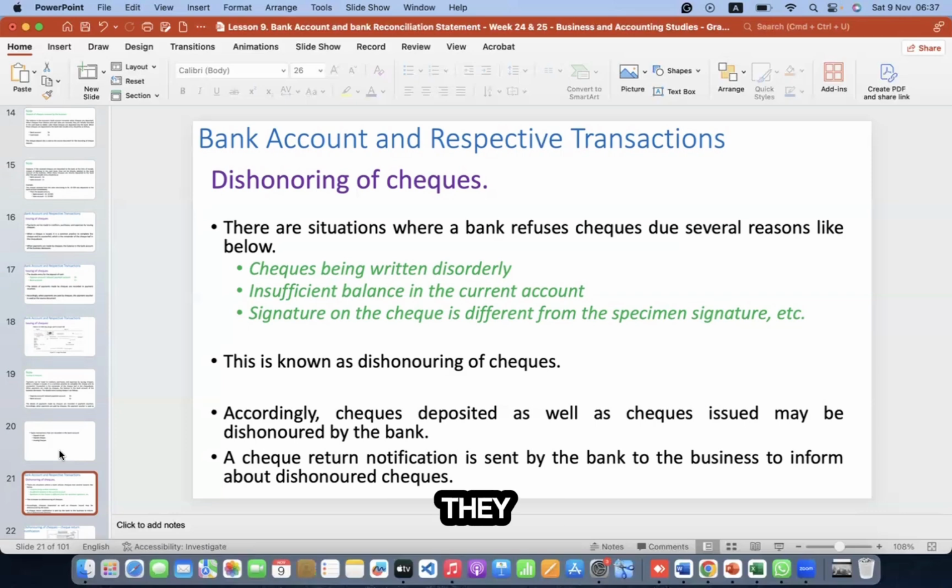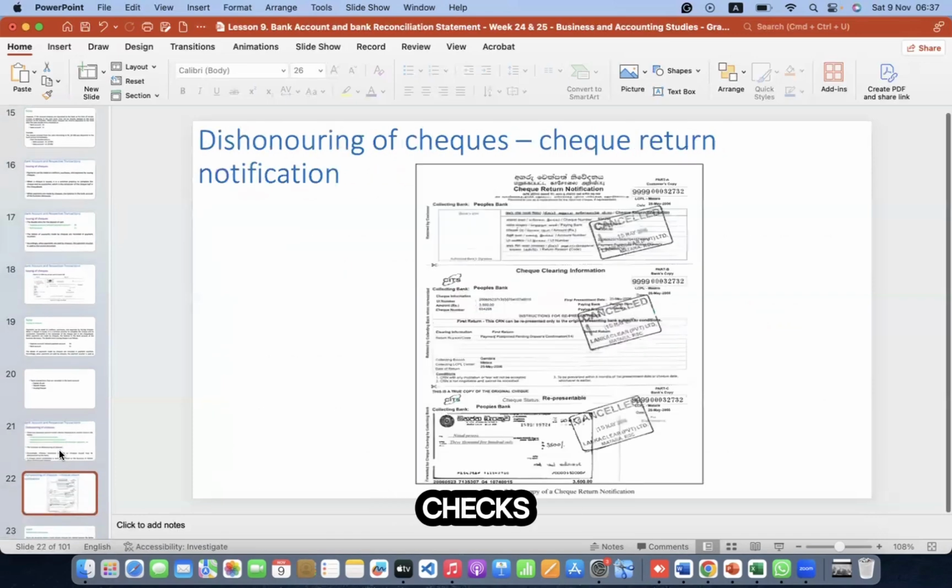Like they are not accepting the check, rather they are returning the check. Okay, that is what is known as the dishonoring of check. There are situations where bank refuses checks due to several reasons, and this is known as the dishonoring of checks.